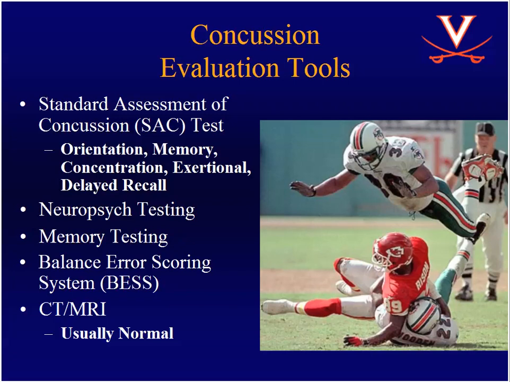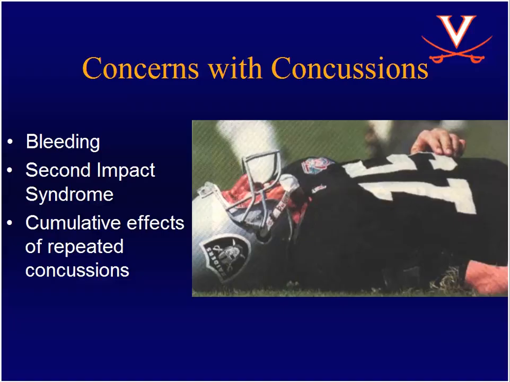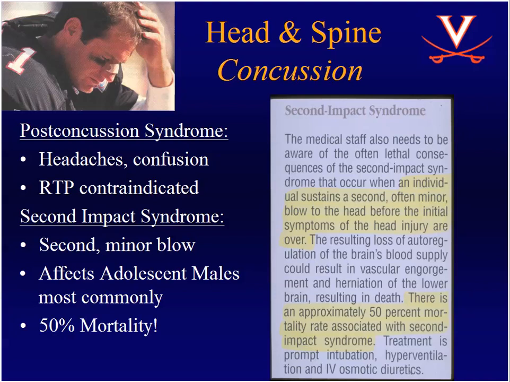More often than not, the CT or the MRI is normal, but you want to make sure you don't have an epidural bleed. So the concerns: bleeding, and second impact syndrome. What does that mean? Well, if you let somebody go back to play and they're still symptomatic, they have a high risk for mortality, which is not good for your license. In fact, this comes right out of the NCAA manual several years ago: an individual sustains a second, often minor blow to the head before initial symptoms are over. There's an approximately 50% mortality rate with second impact syndrome. So, certainly not in your best interest to allow your high school quarterback to go back in the field if he's still symptomatic.